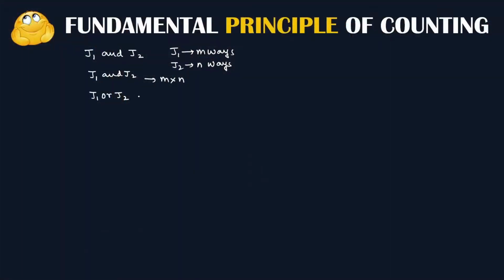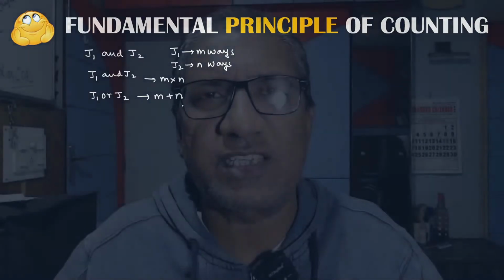That is, the work will be done in how many different ways? m ways plus n ways. So when the work is done by job 1 and job 2, the total number of ways of completing the work is m into n ways. But when the work is completed either by job 1 or by job 2, the total number of ways of completing the job is m plus n. Is it clear? So this is all about your fundamental principle of counting. So now we will directly move to problems based on the fundamental principle of counting.